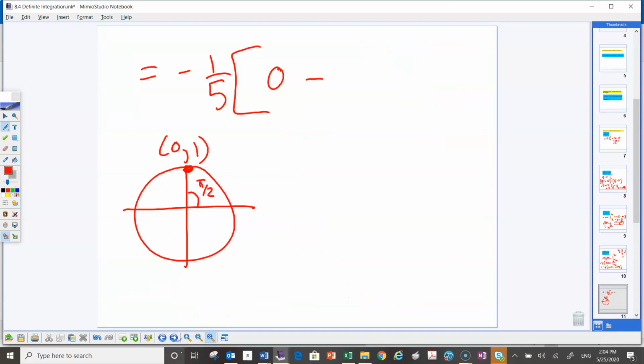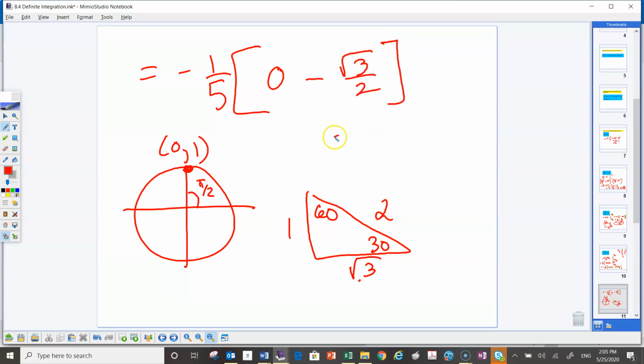Pi over 6, again, is 30 degrees. So we need our 30-60 triangle. And cosine is adjacent over hypotenuse, so that would be √3 over 2. And now negative 1/5 times negative √3 over 2 is going to end up being positive √3 over 10, my final answer.